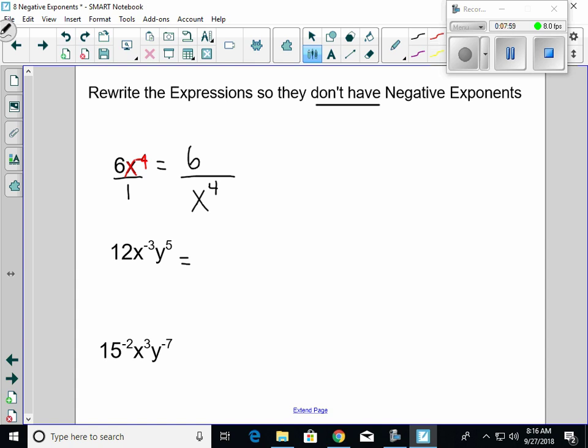Okay, so you're going to handle each of these terms in your expression separately. Okay, so the 12, I look at that as one part. Okay, so 12 doesn't have a negative exponent. Leave it alone. The x, I'm going to put it in red because that's the trouble one. X is to the negative 3. That has to be on the bottom. And I'll turn it into a positive 3. The y is fine. The y is to a positive power. So I'm going to leave the y to the 5th power.